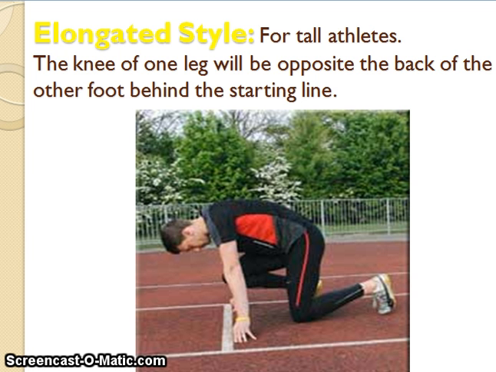Now I am going to take this again for more emphasis. Elongated style for tall athletes. The knee of one leg will be opposite the back of the other foot behind the starting line, as shown by this athlete.